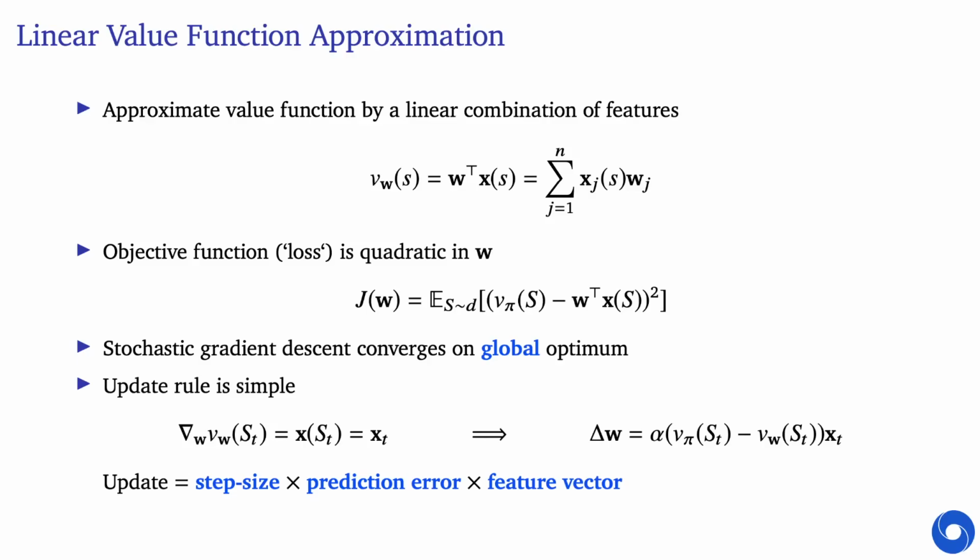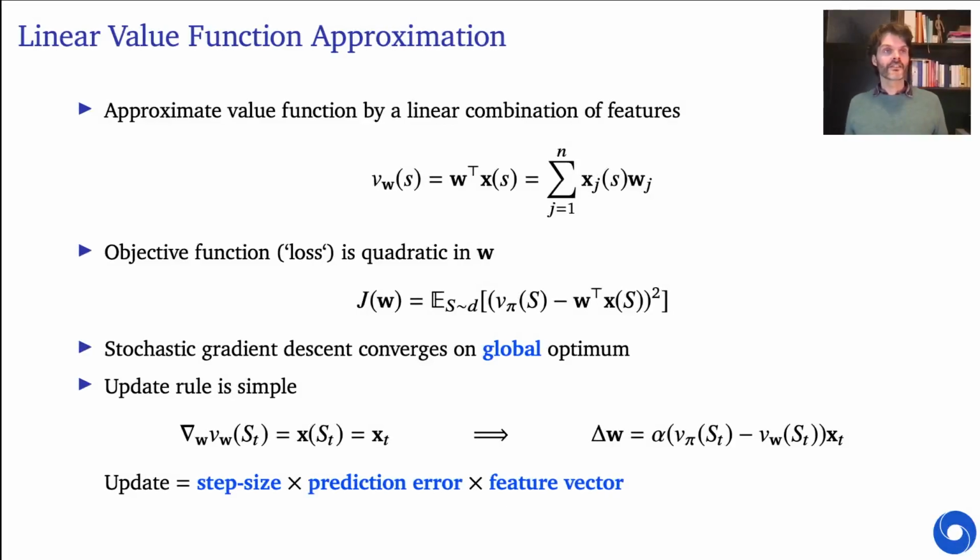even if we use a stochastic update, where the stochasticity here comes from sampling the states. So you see the update here, and the update rule in this case is somewhat simple because in the linear case, the gradient of our value function will simply be our feature vector. So that means that our update to the weights, our stochastic gradient descent update, will be step size times prediction error, the true value minus our current prediction, where the true value is v pi and our current prediction is v w, times the feature vector. The feature vector here is just the gradient of your value function. In the linear case, those are the same.